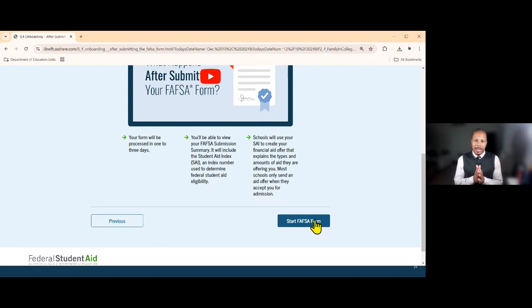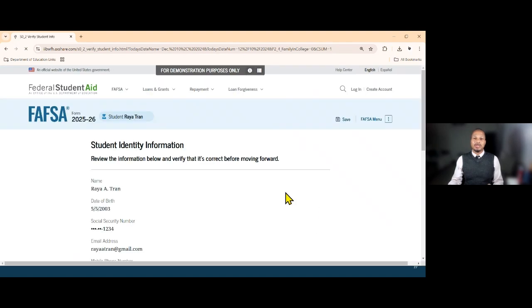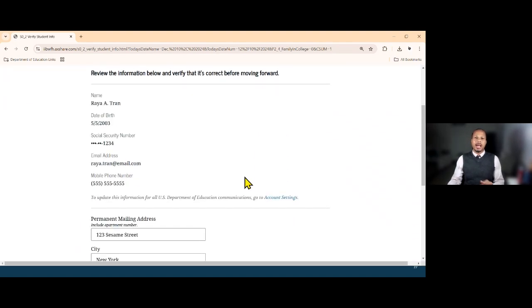Now, with that said, let's jump into the FAFSA form, starting out with the student identity information. Now, when you look at this screen, you at this point have already created a studentaid.gov account. You leverage that studentaid.gov account in order to sign in. Now, once you sign in, this information will be pre-populated.